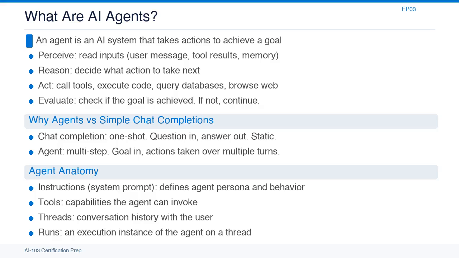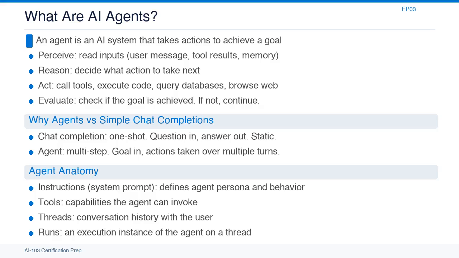The agent perceives its current state. What did the user ask? What tools are available? What has already been tried? It reasons about the best next action. It acts by calling a tool, executing code, or generating text. It evaluates the result and decides whether the goal is achieved or more steps are needed. This loop continues until the task is done.